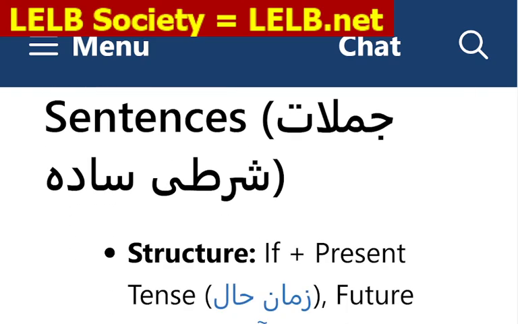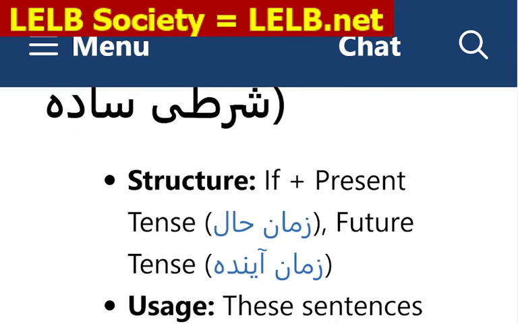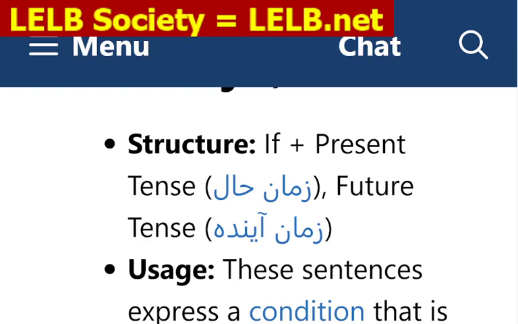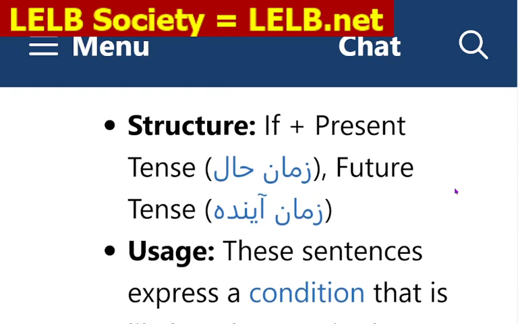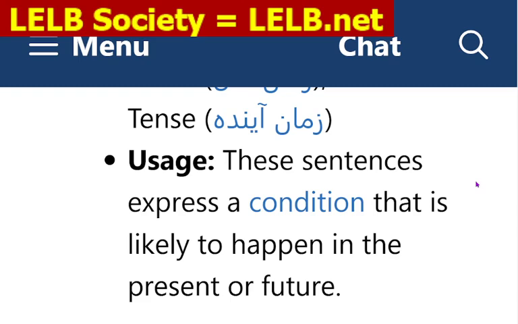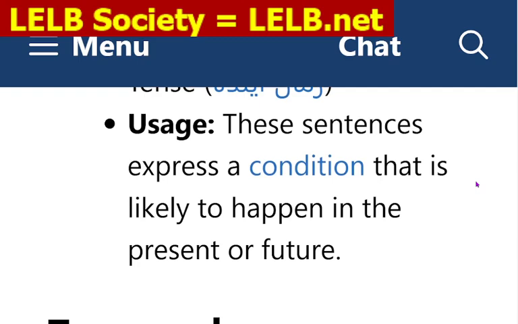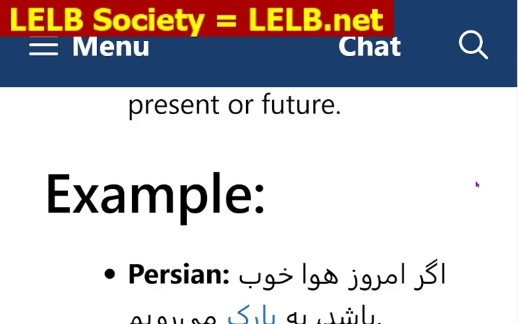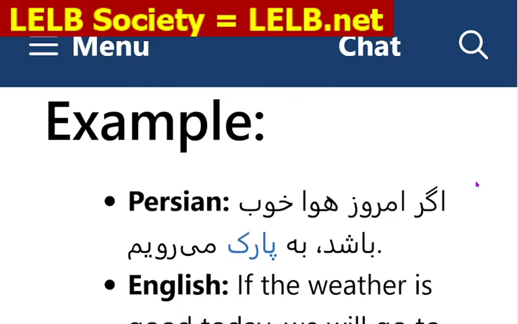Now I'm going to show you some examples of simple conditional sentences or جملات شرطی ساده. The structure is if plus present tense زمان حال. If you just click on زمان حال, you will find some relevant lessons on simple present tense in Farsi, future tense or زمان آینده. Usage or function: these sentences express a condition that is likely to happen in the present or future. Now, examples or مثال.